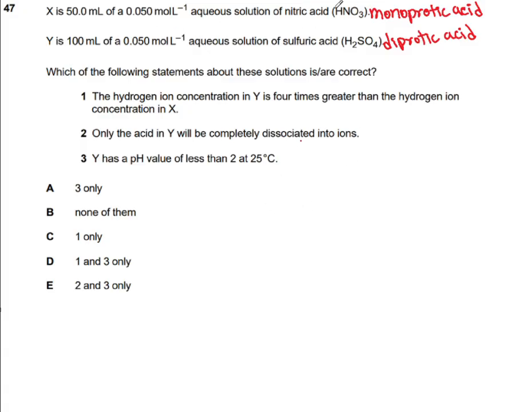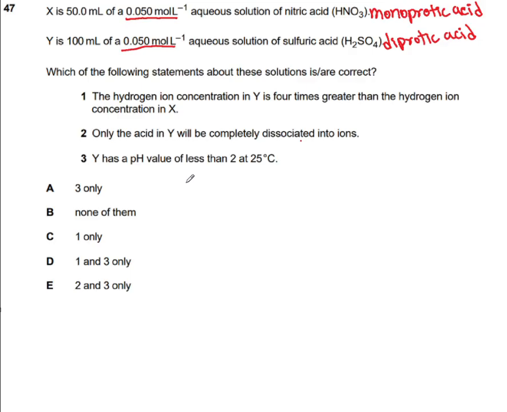Now we know that both are strong acids and they completely dissociate. So we can use the concentration of these acids directly to get their proton concentration, the concentration of hydrogen. We can directly use the concentration of undissociated acid to find the concentration of hydrogen. So this is how we solve.